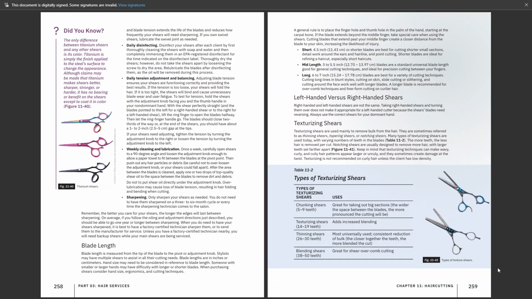When you do need to have your shears sharpened, it is best to have a factory-certified technician sharpen them, or to send them to the manufacturer for service. Unless you have a factory-certified technician nearby, you will need backup shears while your main shears are being serviced.